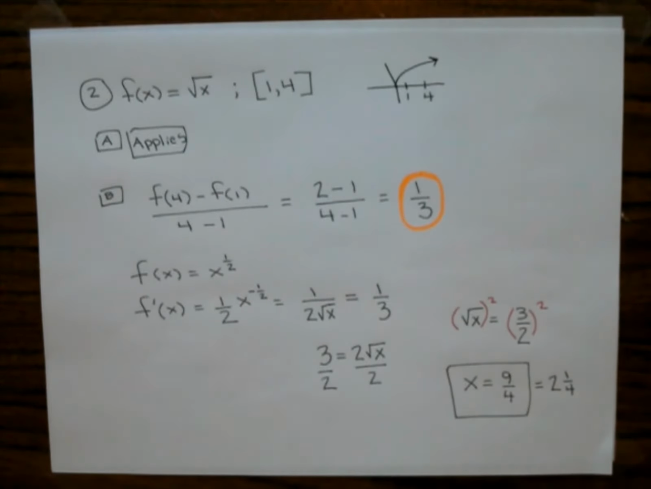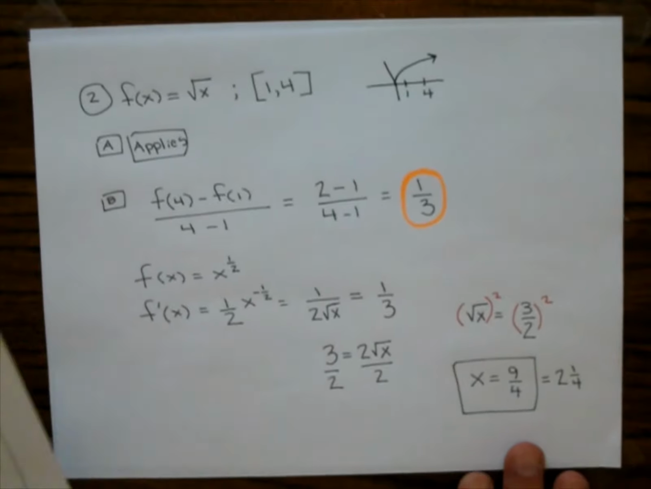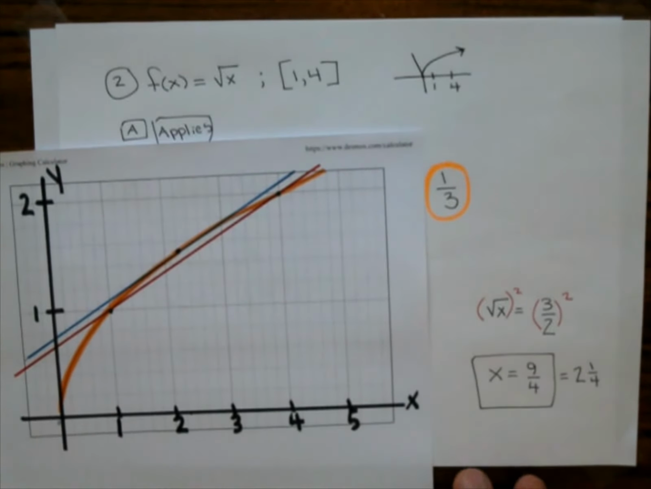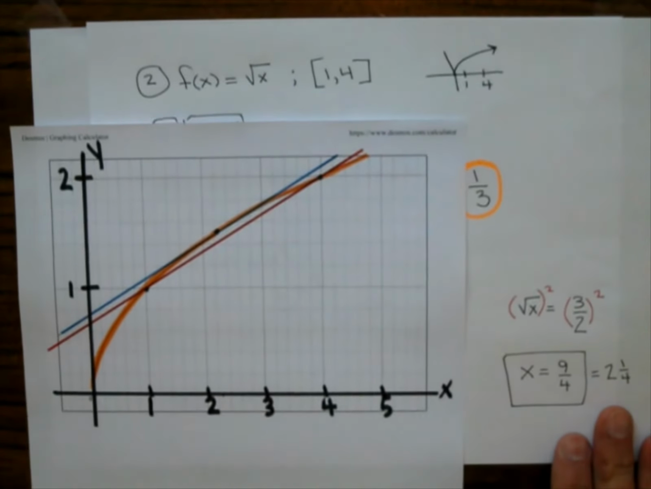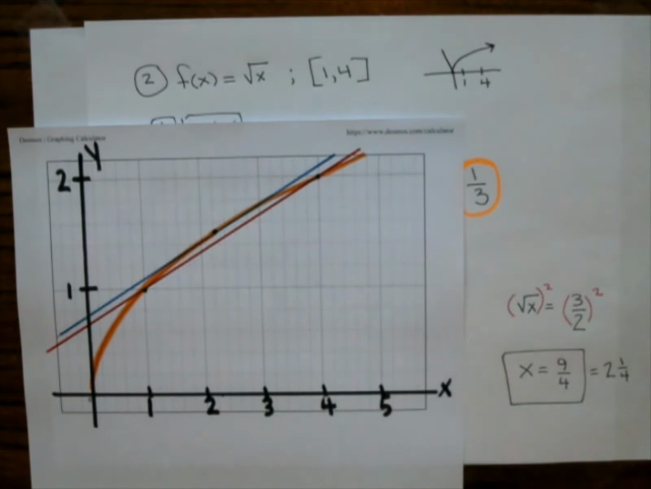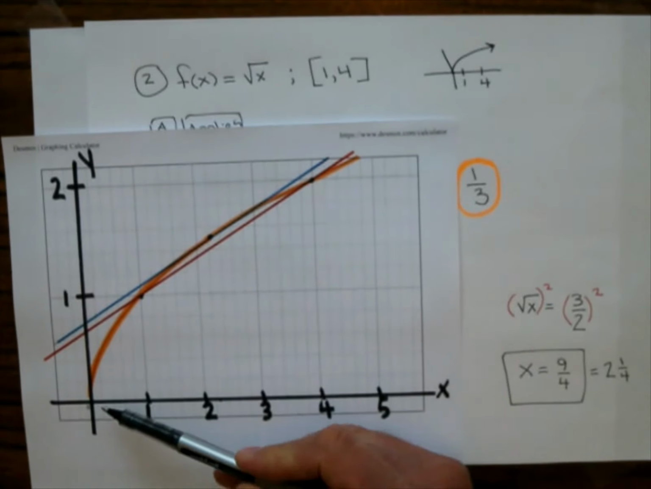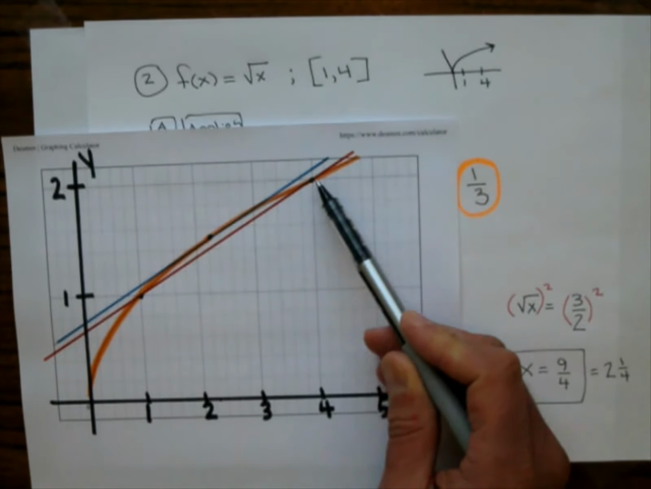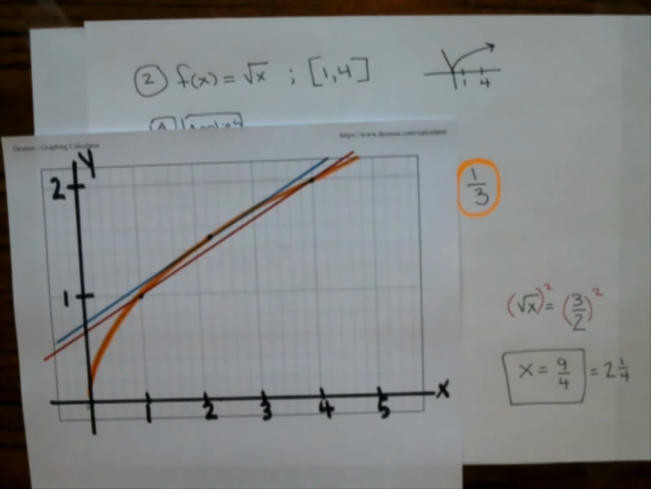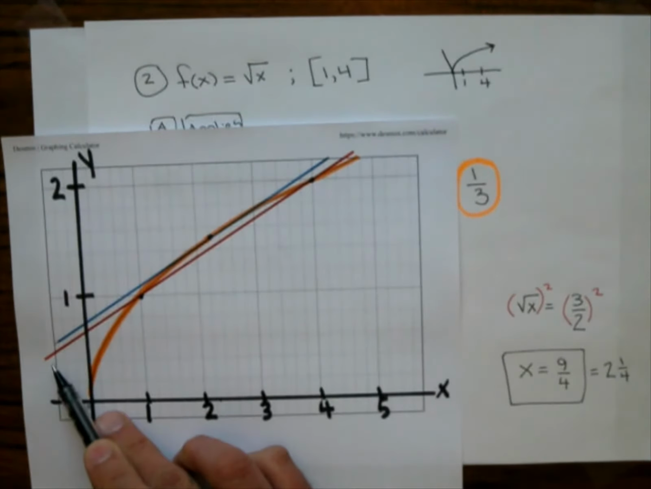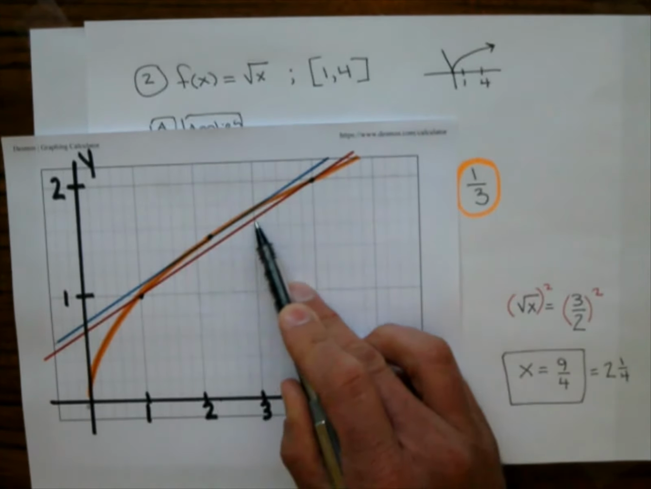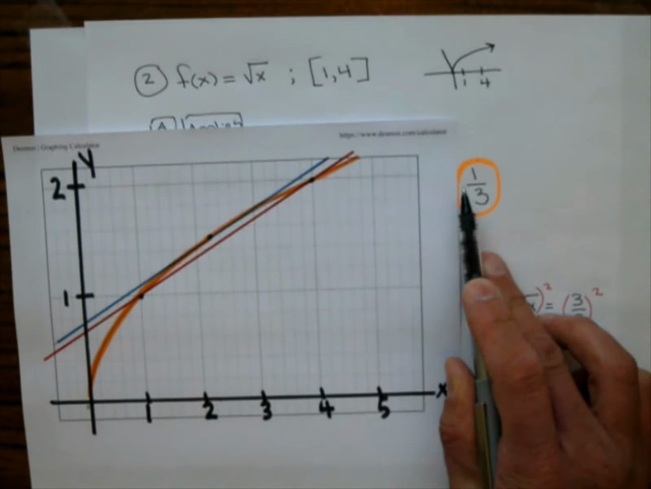Now, what does this mean graphically? Let's go ahead and take a look at the graph on this. We have this right here. Our function square root of x is this orange guy right here. Then I have these 2 points from 1 to 4. I drew the secant line, which is in red, and that secant line has a slope of 1/3.